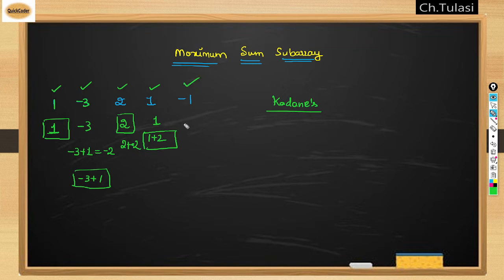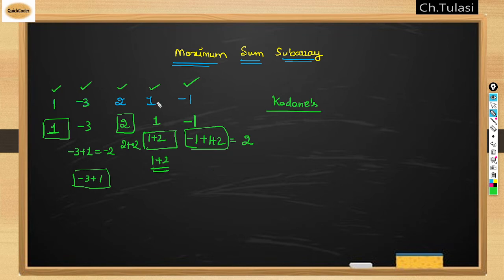Now again when I come here, is minus 1 greater, or minus 1 plus 2 greater? Means the previous one, the minus 1 plus 1 plus 2, is greater. So up to this, all the things we marked in square, which is greater? 1 plus 2 is greater. So 1 plus 2 will be the output for this maximum sum subarray.